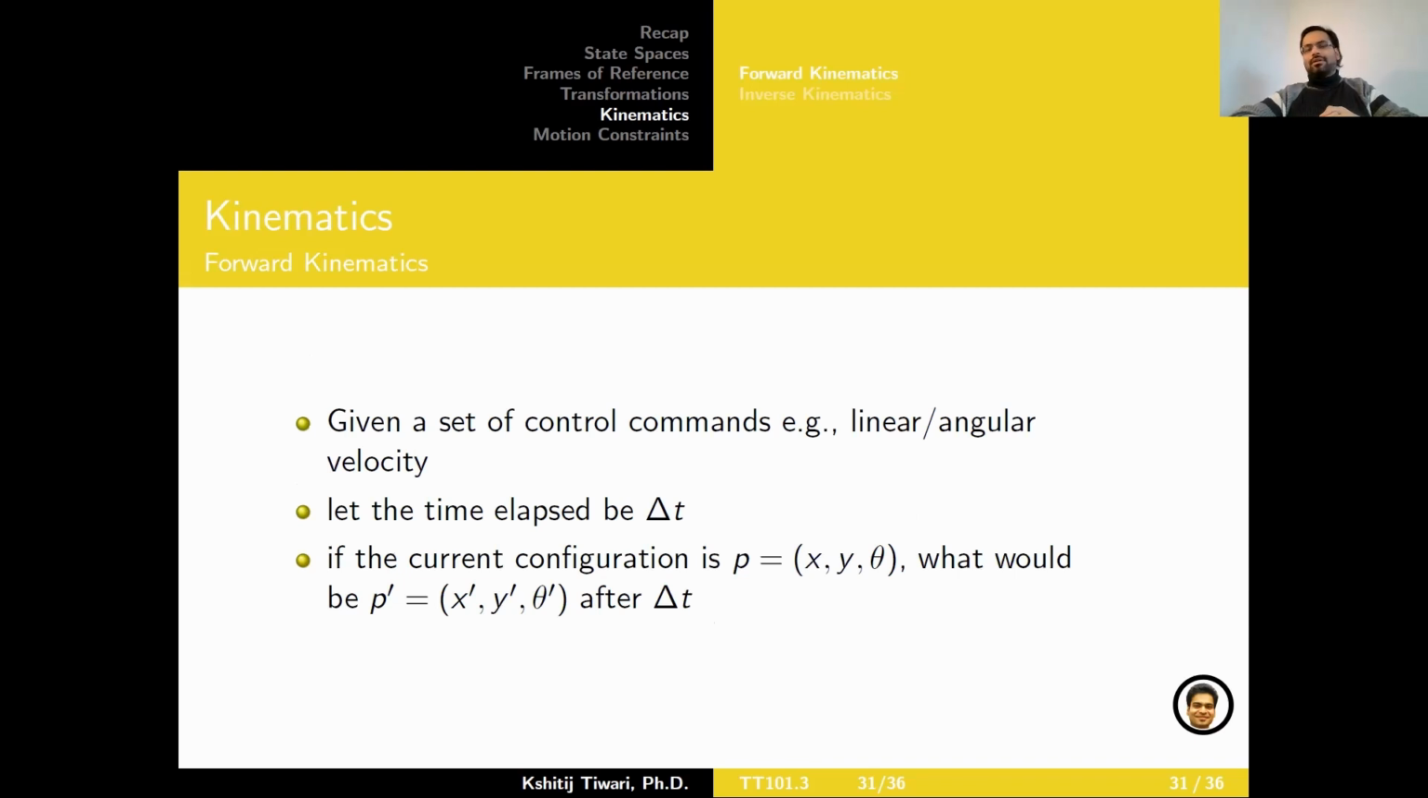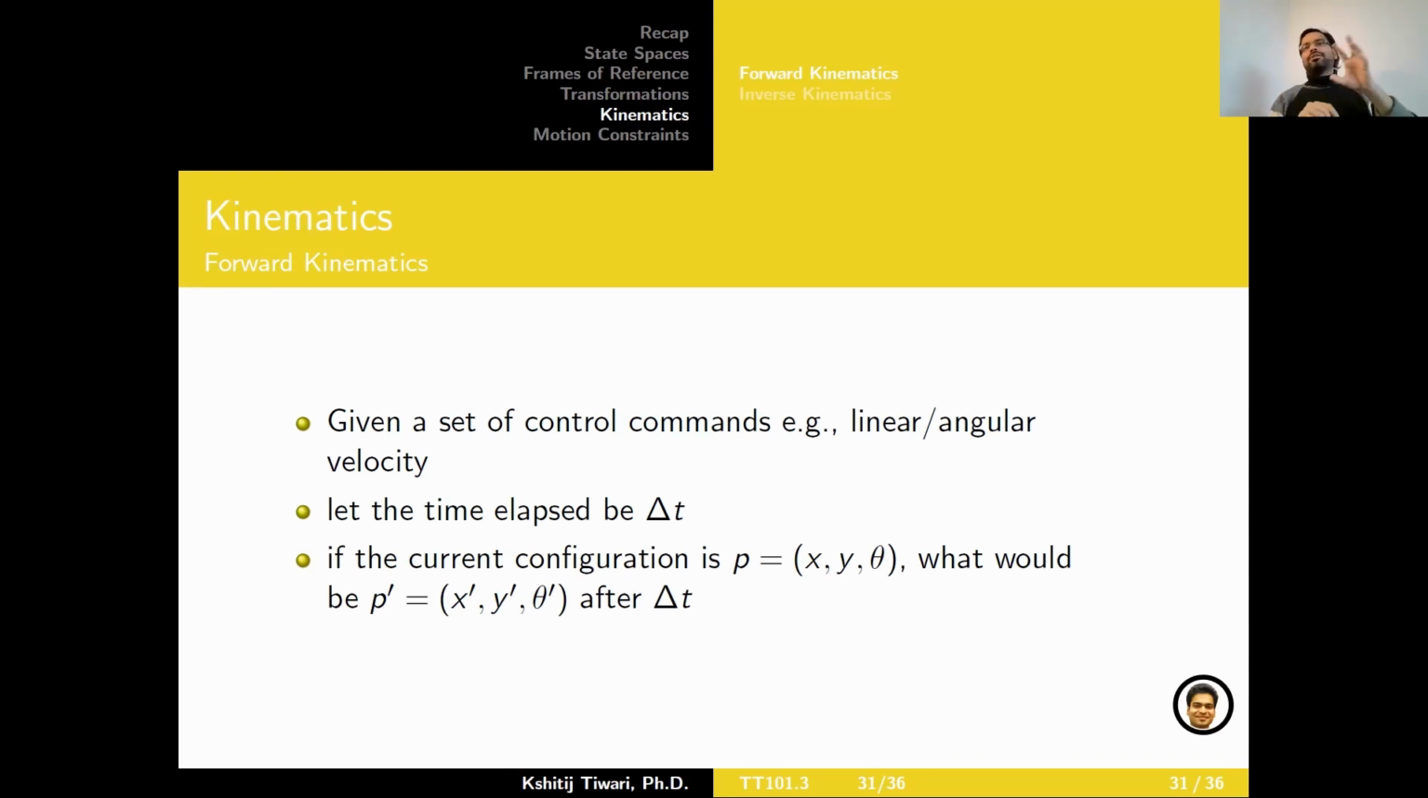control commands, let's say you're given some linear and angular velocity and some amount of time elapsed, say delta t, and your current configuration is x, y, and theta. Let's say I'm talking about a robot in a 2D space, and theta represents the yaw of the robot. That's a configuration of the robot. And I want to understand if I apply those control commands to the robot, after delta t, what would be the new configuration p prime of the robot? So this is known as forward kinematics.